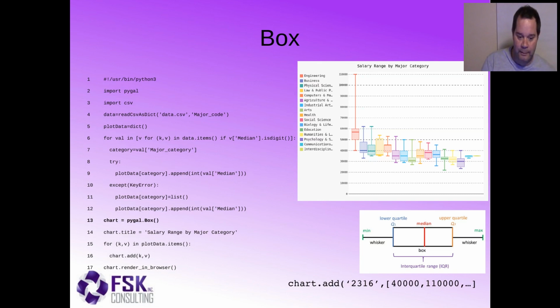I'd welcome anybody more knowledgeable to chime in. The labels show you that the box ends are the lower quartile and upper quartile. So that means 25% of your data points are below the lower quartile, and at the upper quartile, 25% of your data points are above it.